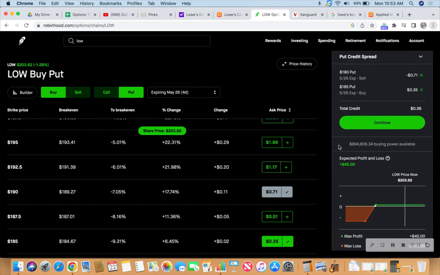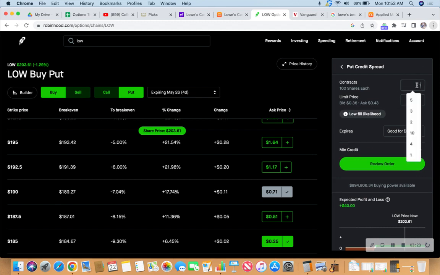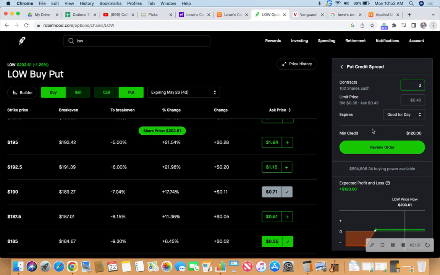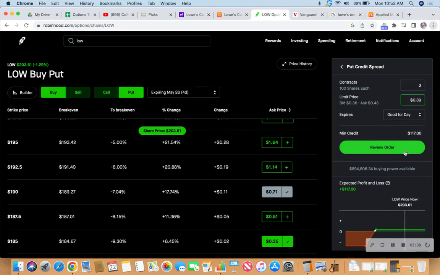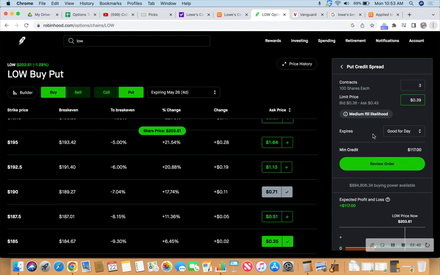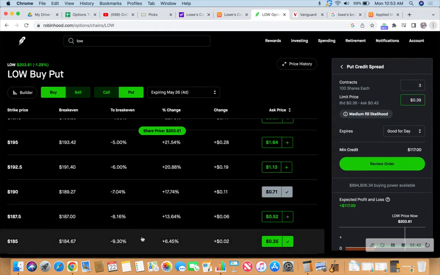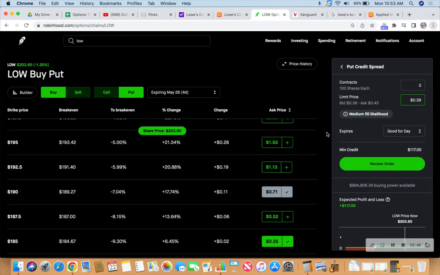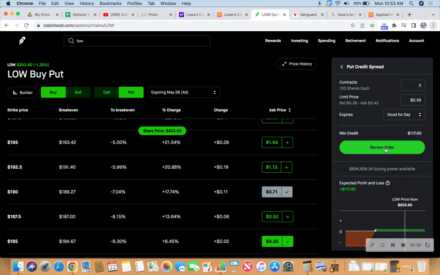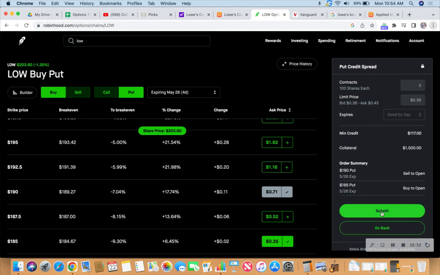And I was just going to look at maybe three contracts on that. Let's go three contracts. Let's see what we can fill it at. $3.39. It would be $117 collected on this put credit spread between 190 and 185. So we'd be $5 wide. That's 500 times three, so that'd be $1,500 in collateral on this short-term trade into earnings, which of course typically is dangerous on the dance floor.